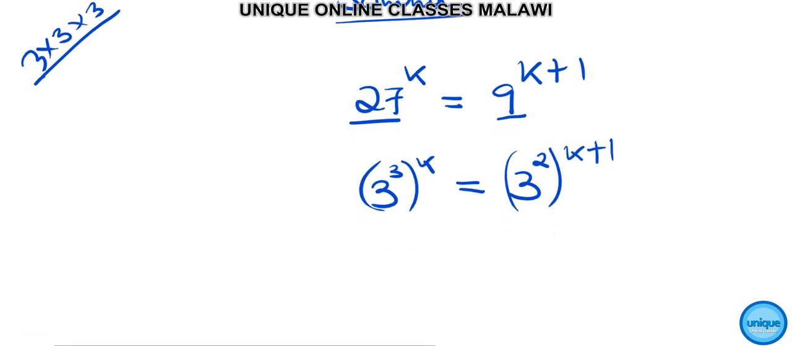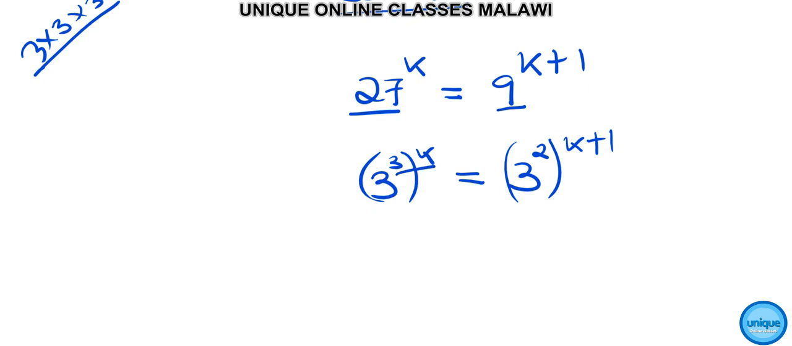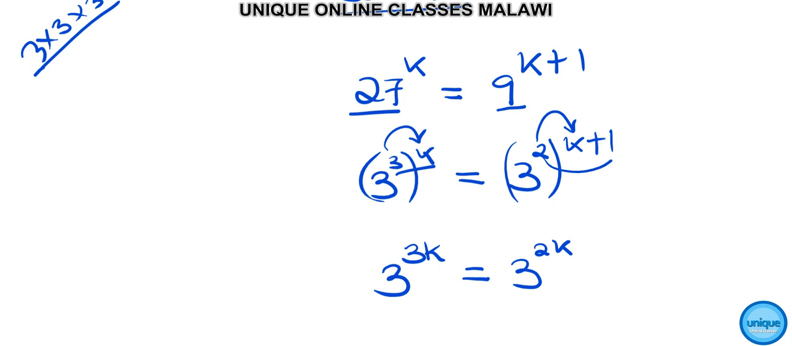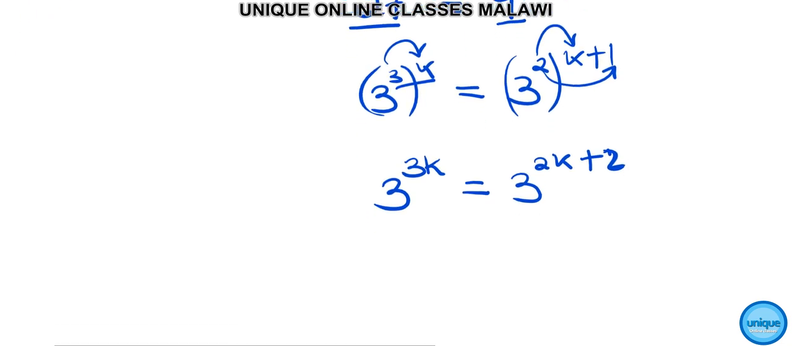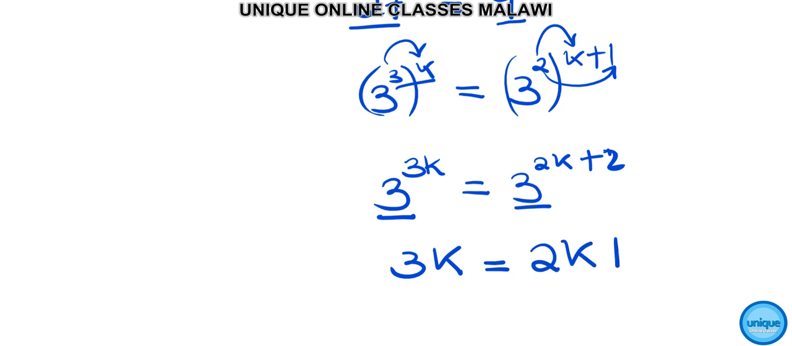Then we apply laws of indices. We just multiply. So here it will be 3 times k, that's 3k, is equal to 2 times k, that's 2k, and 2 times 1, that's plus 2. Reaching this point, you can see that this base is the same as that one, so we can just equate the powers. So it's 3k is equal to 2k plus 2.